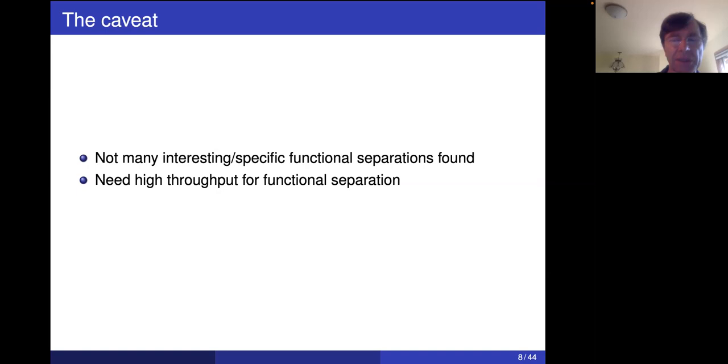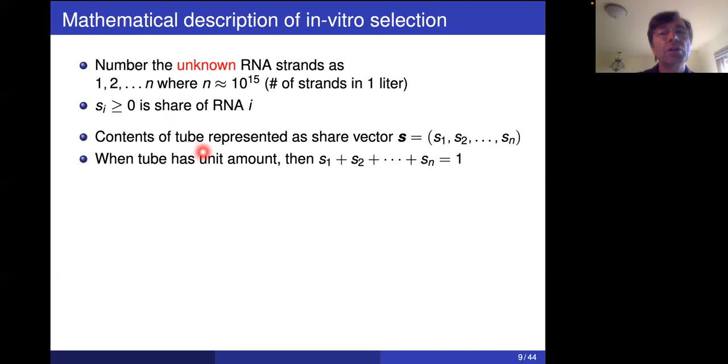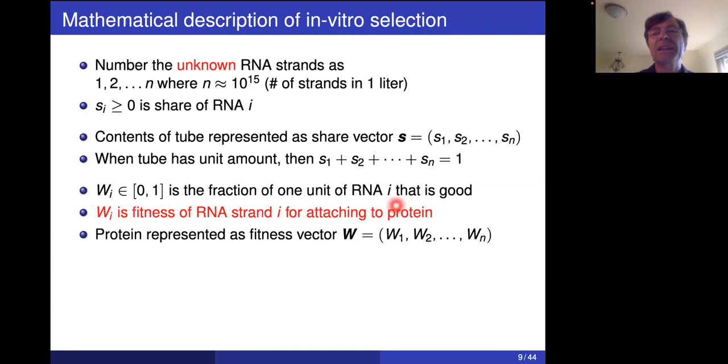Okay, good. Now I'm going to do a mathematical description of in vitro selection. And I'm going to show you how this simulates the Bayes rule. Okay, so let's say we number our unknown RNA strands from 1 to 10 to the 15. And S_i is the share of RNA i. So the contents of a tube are described by a share vector, S_1, S_2, ..., S_N, where this was an arbitrary naming. It sums to unit amount. It's a probability vector, okay? It's the percentage of each of the RNA strands.